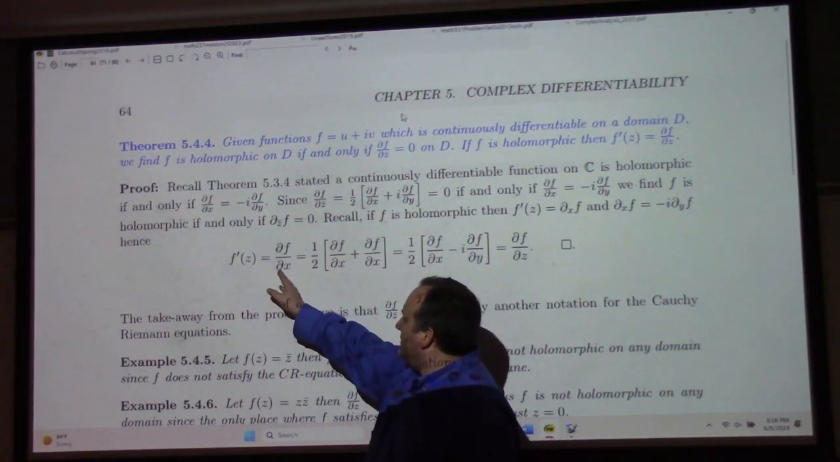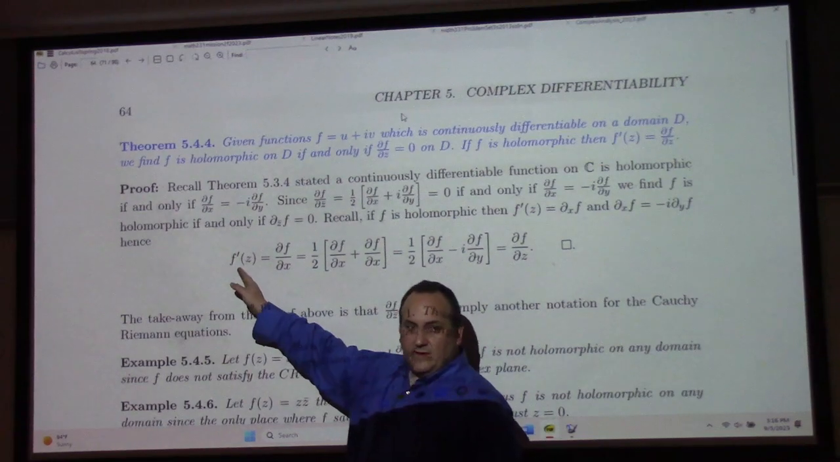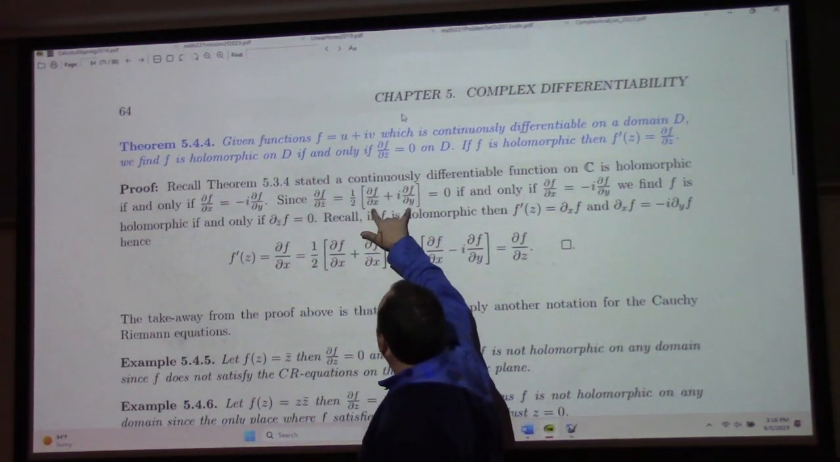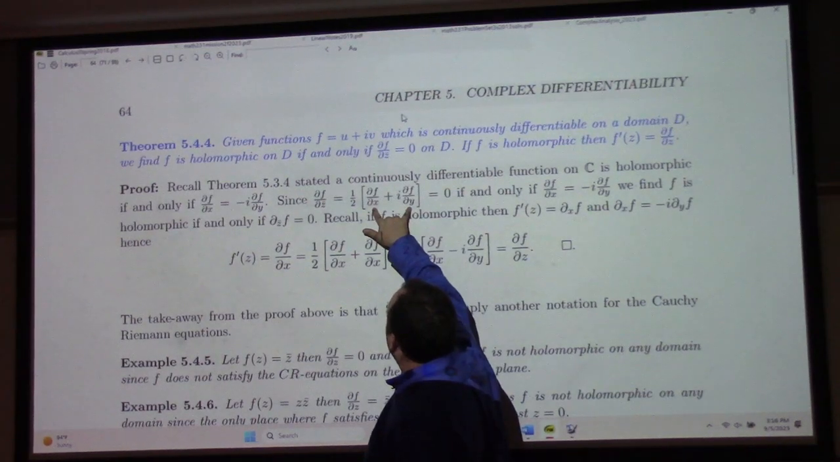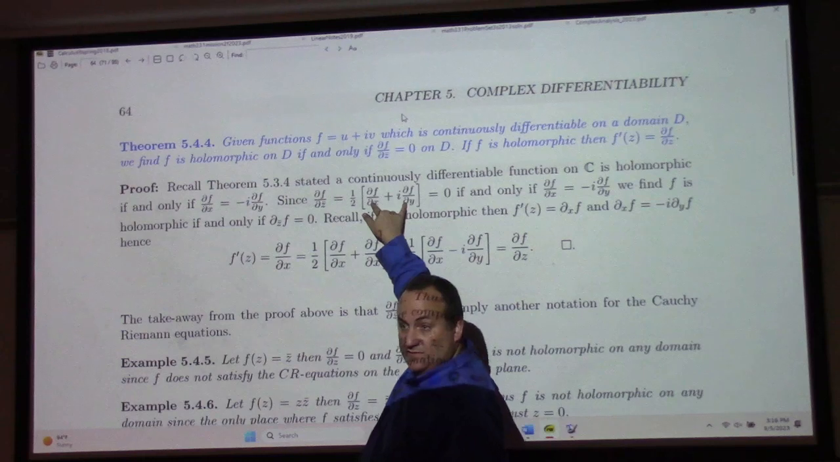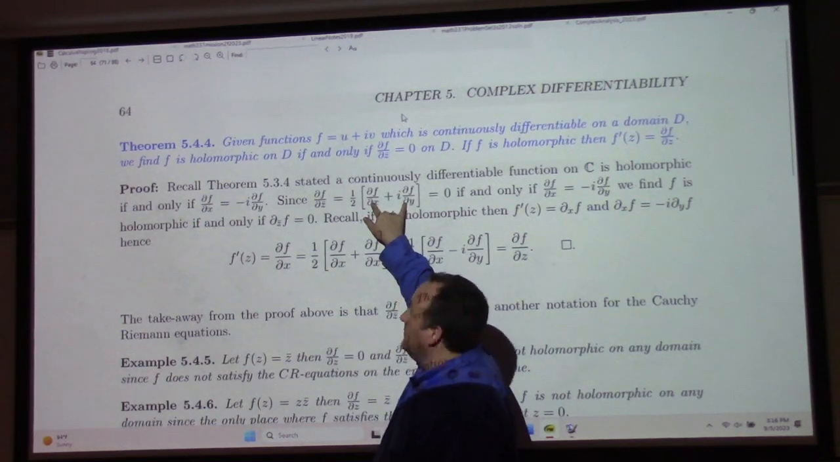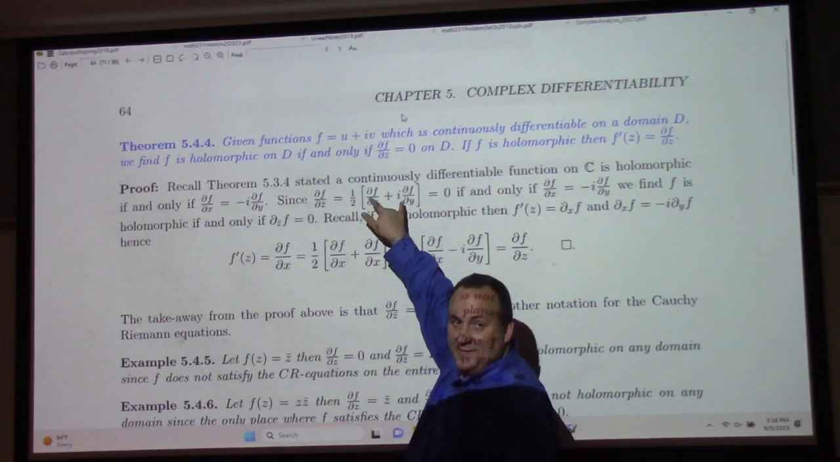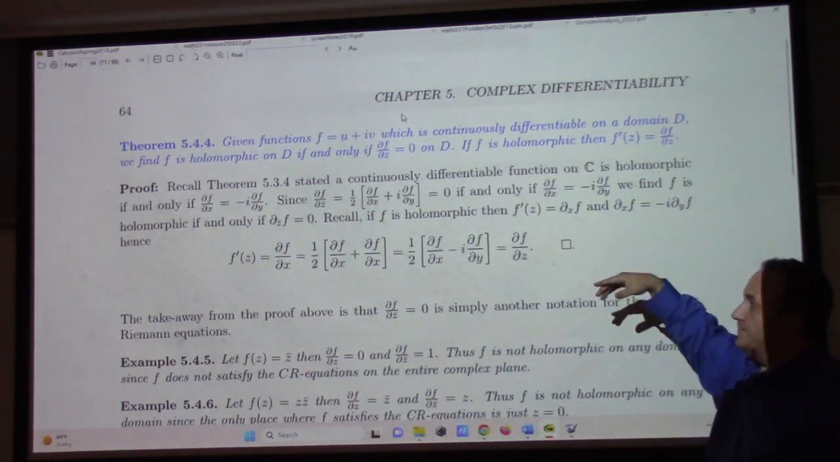But partial f partial x is f prime of z, right? Excuse me, partial f partial z bar is this, and that's equal to 0 if and only if what? If and only if this plus this is 0. But that's exactly the Cauchy-Riemann equations, right? Partial f partial x is minus i times partial f partial y. That being 0 is the Cauchy-Riemann equations.